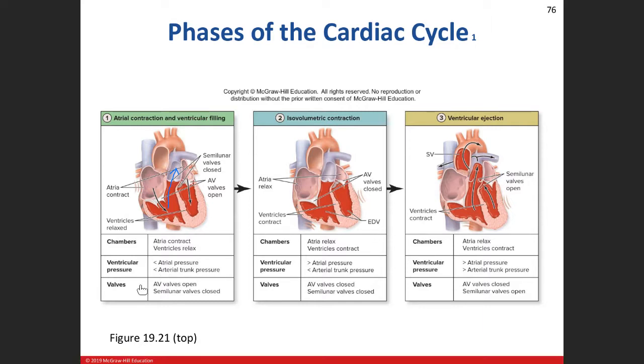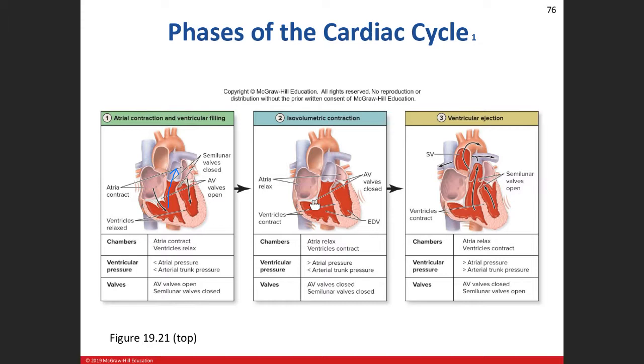So in this situation here, the AV valves are open, the semilunar valves are still closed. We finished our contraction there, and we squirted all the blood into the ventricle. So now the atrial muscles start to relax a little bit, so their pressure decreases. What happens is the AV valve will then close, because the ventricular pressure now is greater than the atrial pressure. So that will cause the AV valves to slam closed.